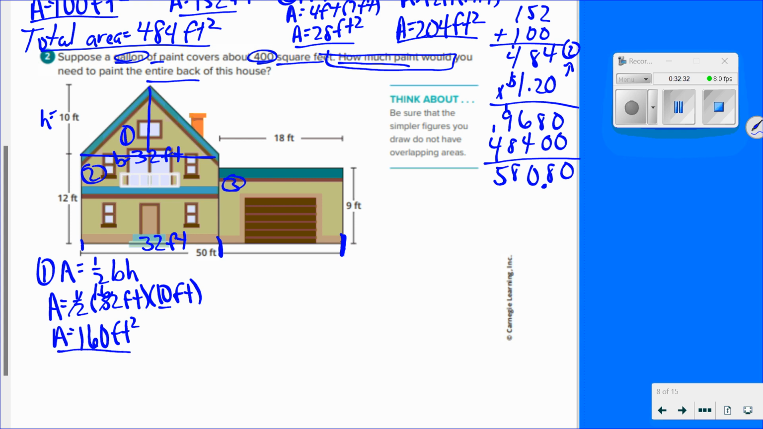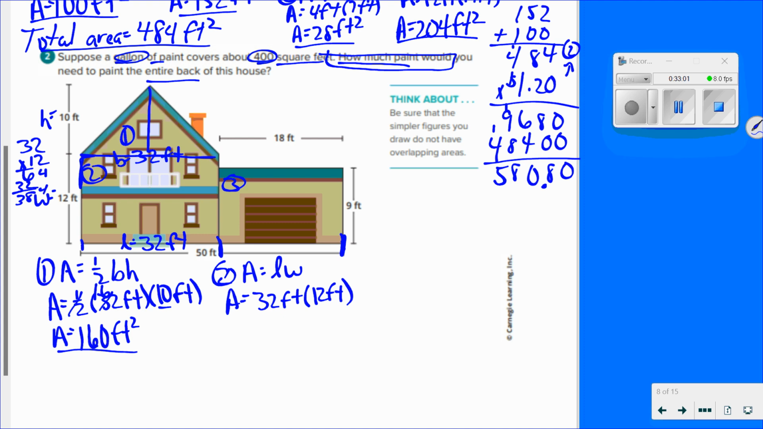So there's number 1. Number 2, this is this rectangle here. So I need area is length times width. I know I have a length of 32. I've already did that. The width is 12. So 32 feet times 12 feet. So I'll do this one over here. 32 times 12 gives me 384. So my area is 384 square feet.